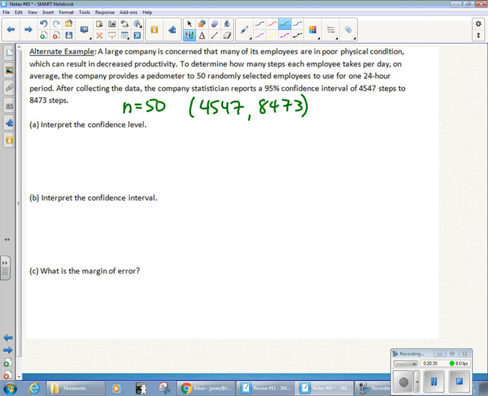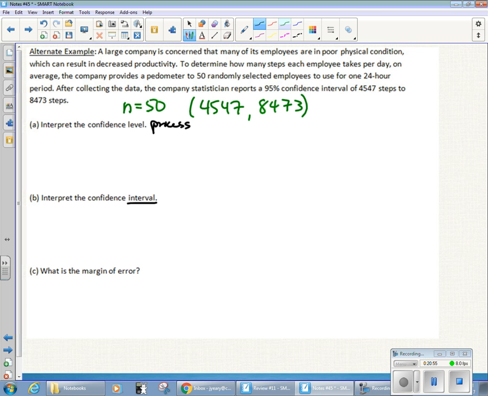Here's what we're talking about with level. Level is talking about the process. Actually, let's skip to part B because that's the part you still need practice at, and this is what we're going to talk about a lot more often than the actual level. So if we interpret the confidence interval, here's how we go.